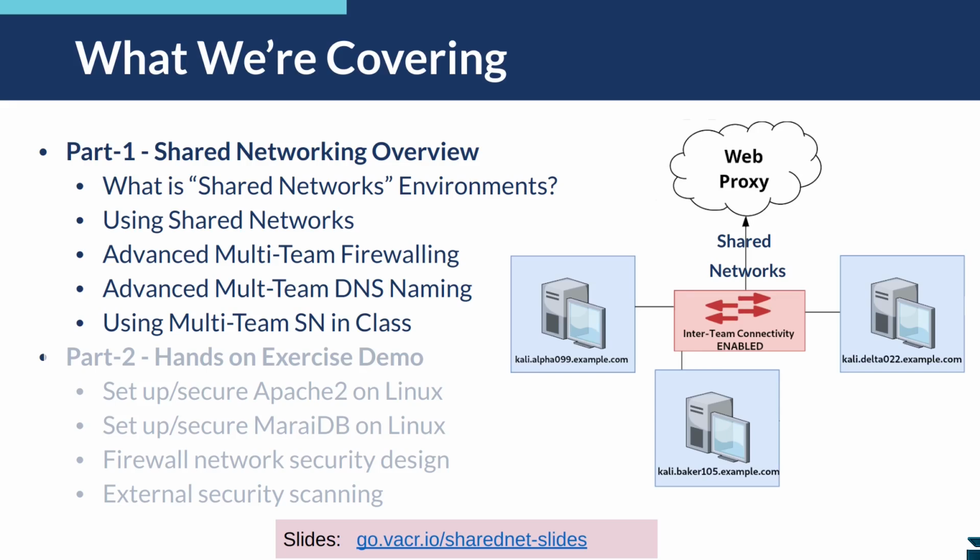And then we're going to talk about a more advanced multi-teaming firewalling environment using OPNsense firewalls. As soon as you get into multiple VMs per team, we have more complex DNS naming structures. You can see a hint of that over to the right, kali.alpha099.example.com. Basically, unique DNS host names for the entire classroom. And then what using a multi-team shared networks environment in class actually looks like, how you interact with students, keep yourself safe, and keep them working well.